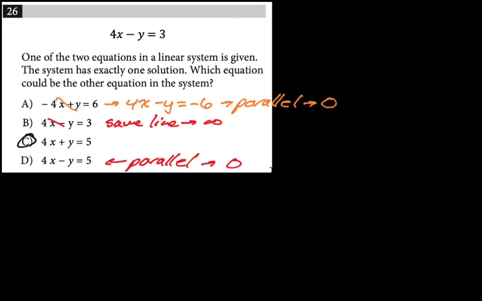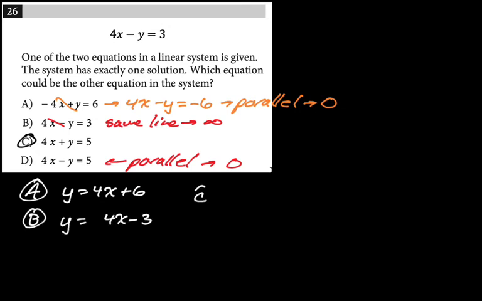I don't know if I actually think that's the best way to do it. I might think the best way to do this is to very quickly go through the answers and just rewrite them in slope-intercept form, like y equals mx plus b. So for the first one, you're going to add 4x to both sides. For the second one, you can add y to both sides. For the third one, you subtract 4x from both sides.